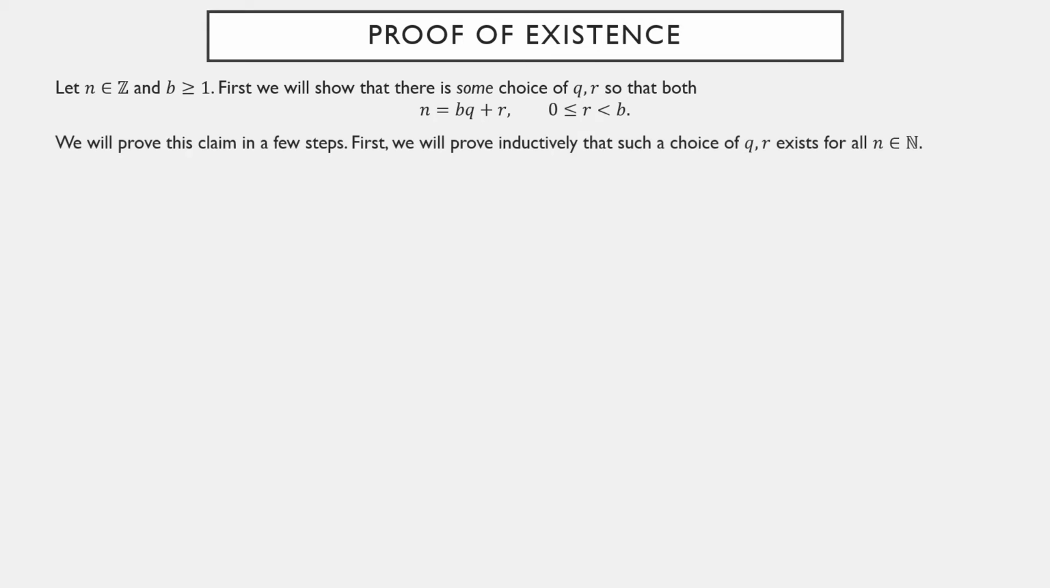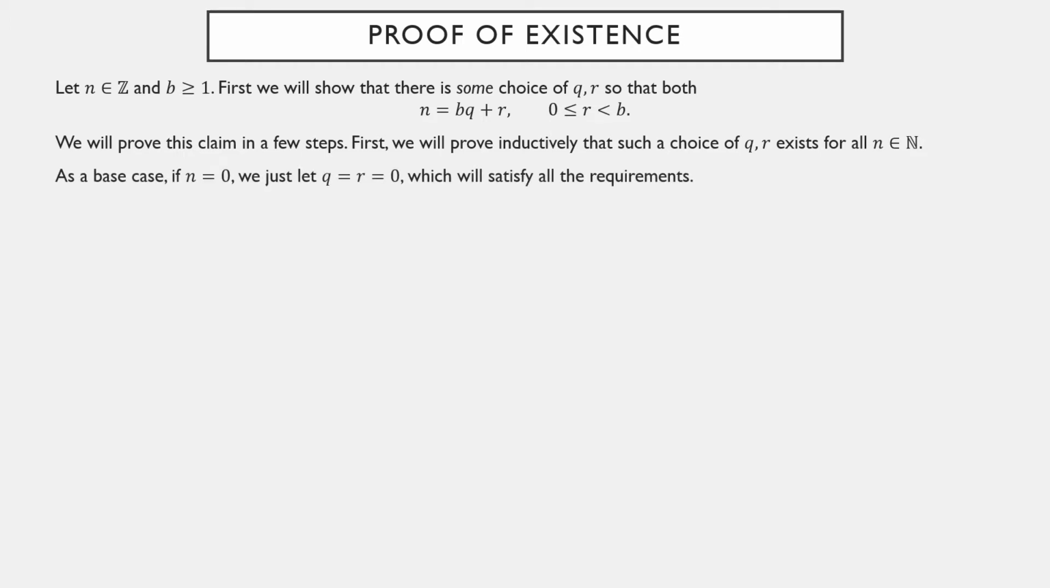Now the theorem stated that n equals bq plus r, where r is in between 0 and b, has a unique solution q and r. Before getting to the fact that the solution is unique, first we're going to prove that at least one way of solving that does exist. So for n being an integer and b being larger than or equal to 1, we're just going to show it's possible at least one way to find a q and an r that satisfy both of our desired results. We're going to do it in a few steps. First of all, n can be any integer, but let's at least prove it works for natural numbers, and we're going to prove that inductively.